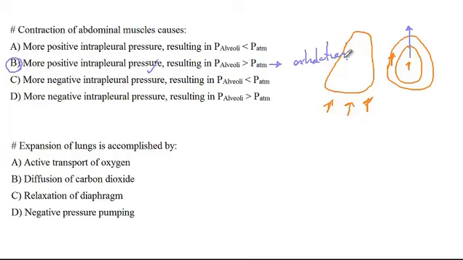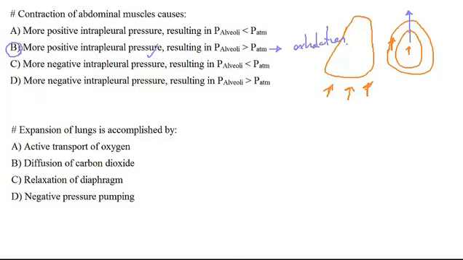And if we were talking about inhalation, which of these choices would have been correct? Well, during inhalation, we will have more negative intrapleural pressure, as a consequence of which the atmospheric pressure will be higher than alveolar pressure. And so if we were talking about inhalation, choice C would have been correct: more negative intrapleural pressure, as a consequence of which air will flow from the atmosphere into the alveoli. Moving on to the last question.